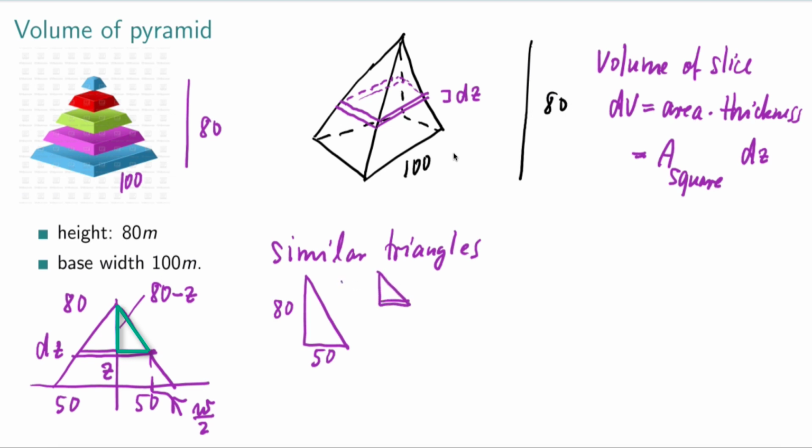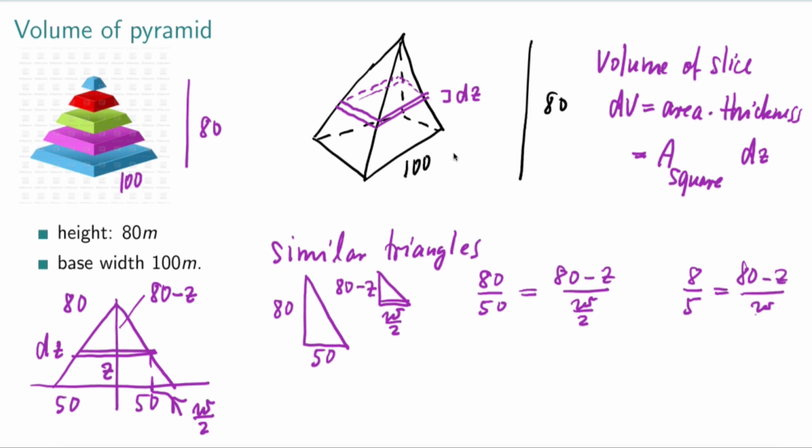So then this height was 80 minus z, and the other one was w half, which is our unknown value. And then we know that the ratios are the same, so that then 80 over 50 is the same as 80 minus z divided by w half. Now we want to solve this. So 80 over 50 is of course 8/5 equals 80 minus z divided by w half. And now I multiply by w half and I divide by 8/5.